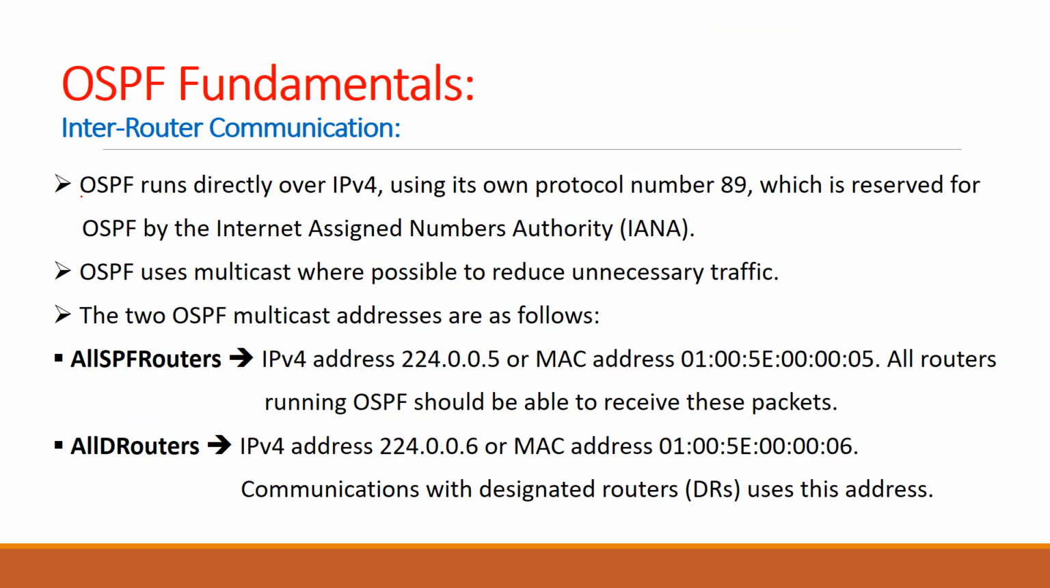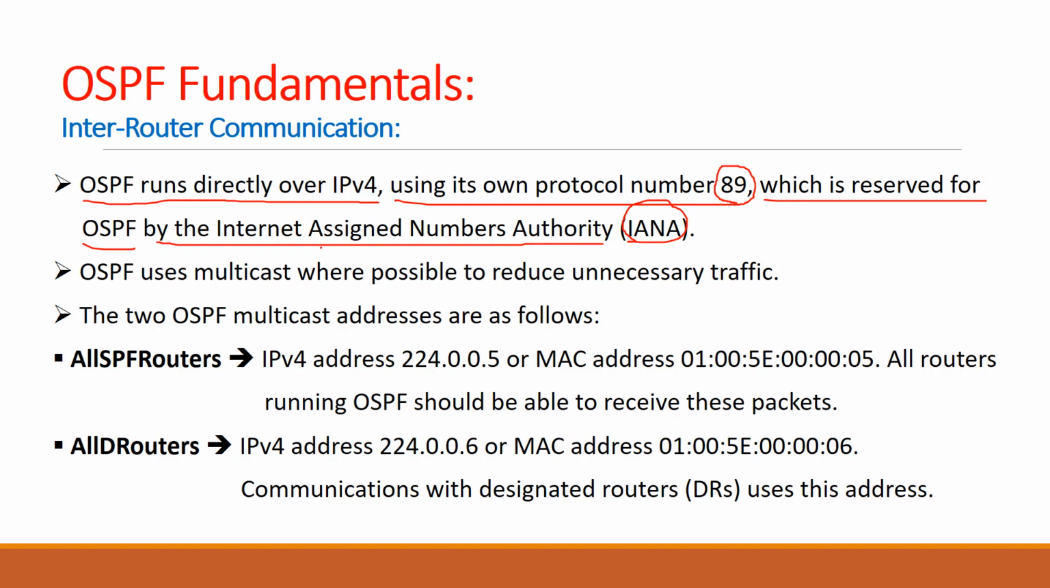Let's see how the inter-router communication happens between OSPF routers. OSPF runs directly over IPv4 using its own protocol number 89, which is reserved for OSPF by the Internet Assigned Numbers Authority, or IANA. So OSPF uses protocol number 89, and OSPF uses multicast where possible to reduce unnecessary traffic.